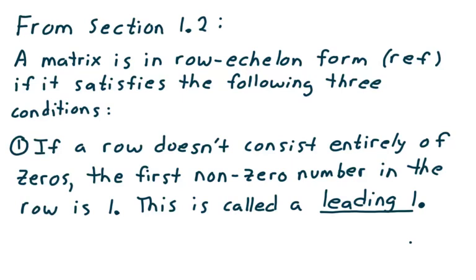This is a video from section 1.2 in a linear algebra class. A matrix is in row echelon form, abbreviated REF, if it satisfies the following three conditions. Number one, if a row doesn't consist entirely of zeros, the first non-zero number in the row is 1. This is called a leading one.